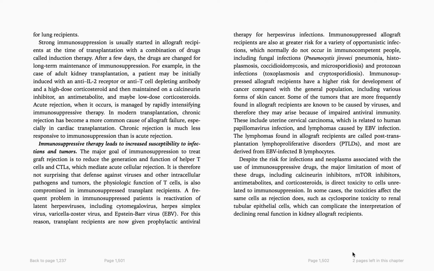Despite the risk for infection and neoplasm associated with the use of immunosuppressive drugs, the major limitation of most of these drugs, including calcineurin inhibitors, mTOR inhibitors, antimetabolites, and corticosteroids, is direct toxicity to cells unrelated to immunosuppression. In some cases, the toxicity affects the cells as rejection does, such as cyclosporine toxicity to renal tubular epithelial cells, which can complicate the interpretation of declining renal function in kidney allograft recipients.